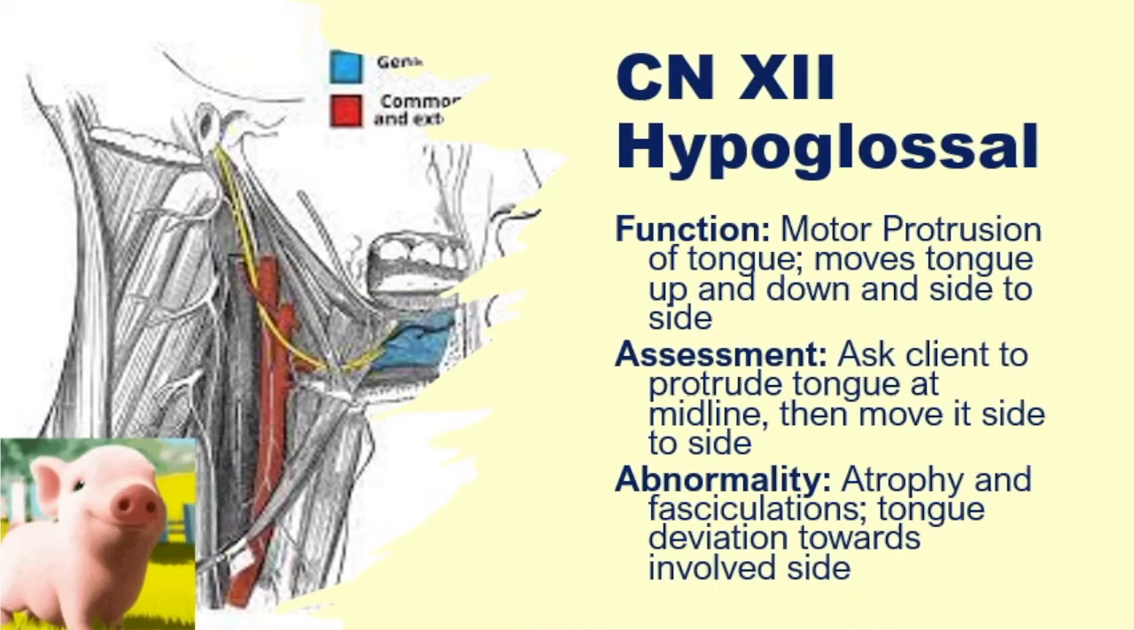Then you have your cranial nerve number 12. For your cranial nerve number 12, its main function is motor. So it is the one that would trigger the protrusion of your tongue and move the tongue up and down and side to side.